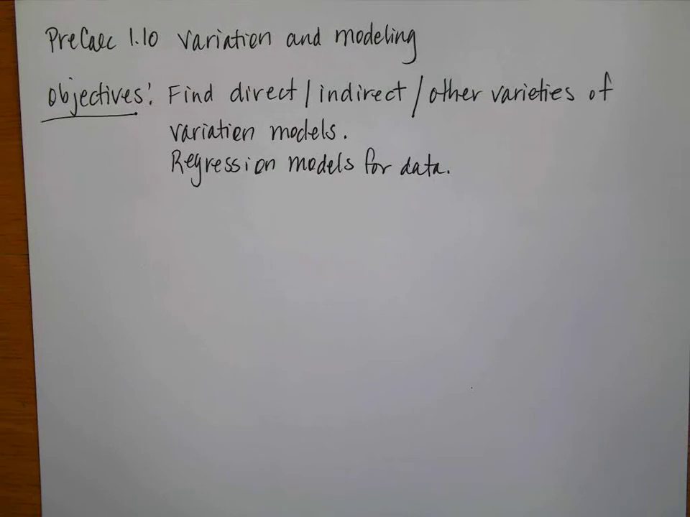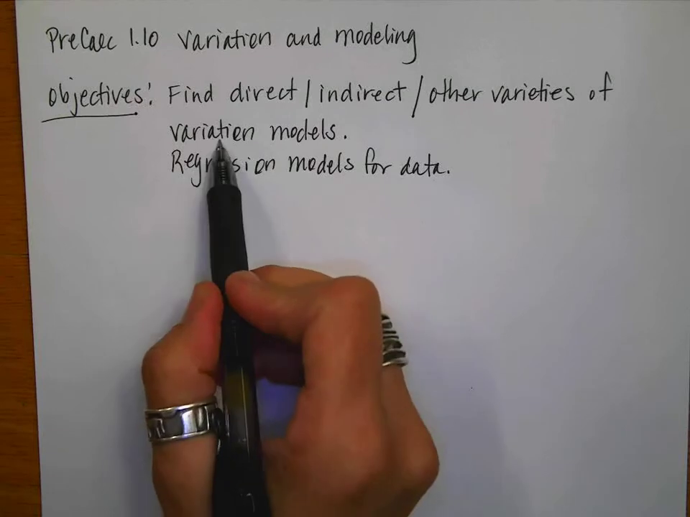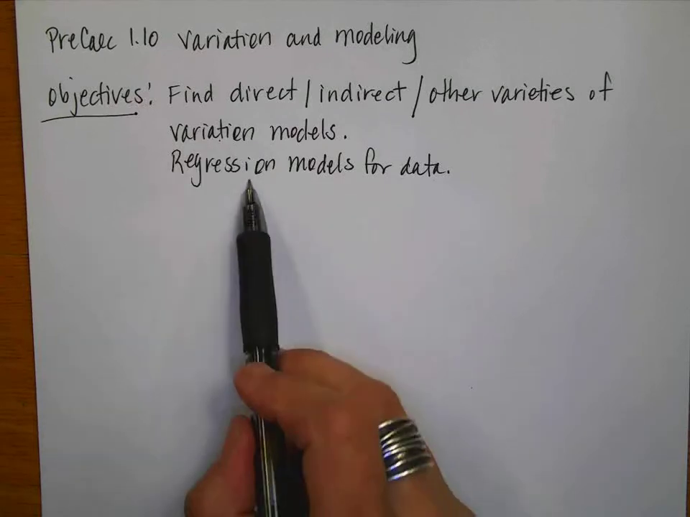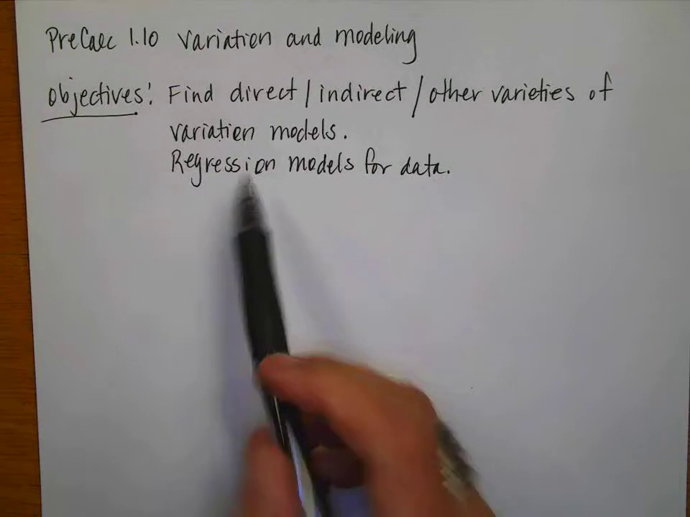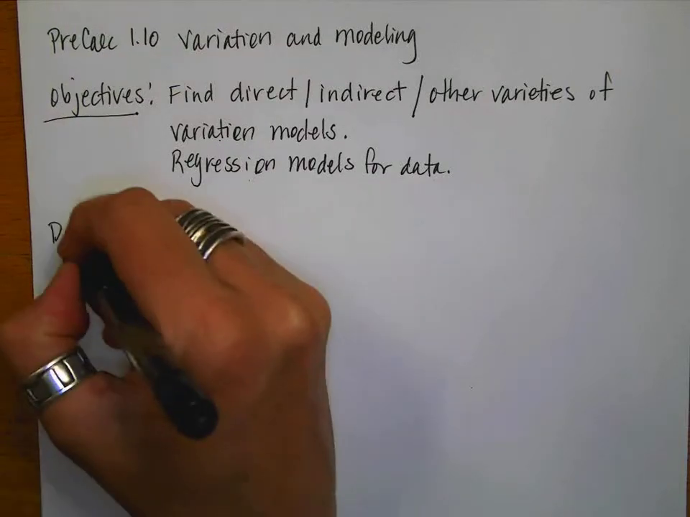It is our last section of Chapter 1. We're going to be talking about variation and modeling. Our objectives are that we are going to find either direct, indirect, or other varieties of variation models. This is a particular type of problem. And then we're going to do regression models for data. So let's jump right in.